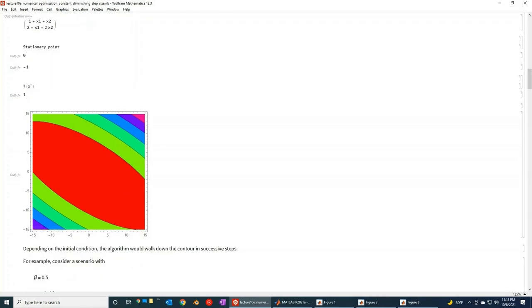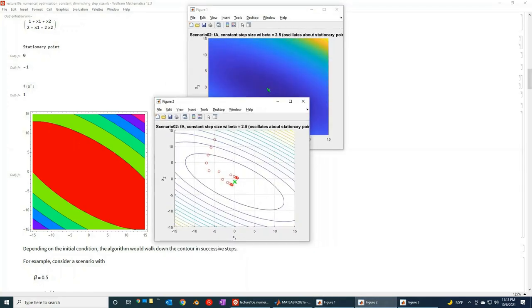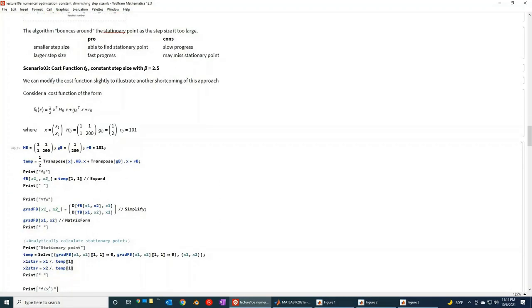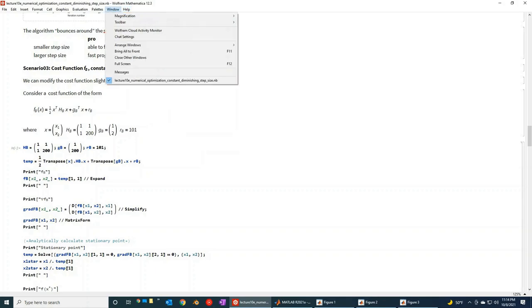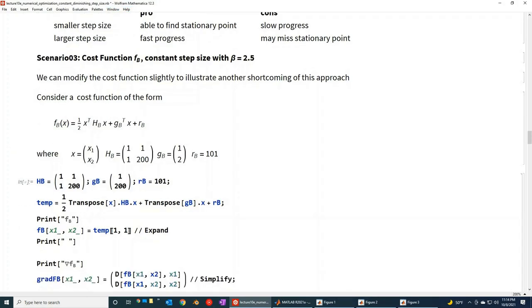So again, this was the cost function FA, right? And we just saw that over here. So here are the isocost lines for cost function FA, and here they are in Mathematica. And you can see this looks totally reasonable, right? Now, let's look at a different cost function, FB. This cost function is actually almost identical. Let me zoom in so we can see this a little bit better. It's the exact same thing.